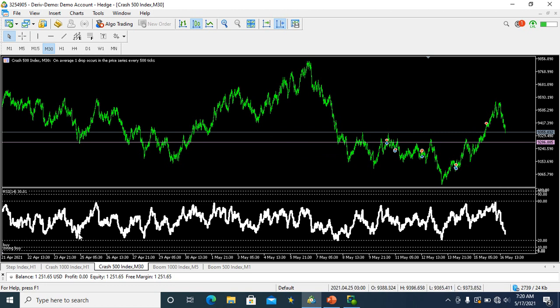So when RSI is close to 80, what I should be looking for is a sell. When it's close to 20 or is on 20, I should be looking for a buy, based on the strategy. So let's go for a sell here. Now the RSI is close to 20. Sorry, if at 20 you buy, at 80 you sell.